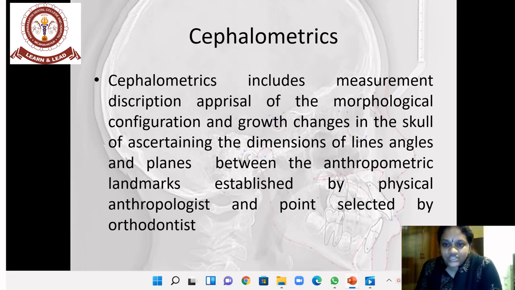We will be measuring it and comparing the measurement of that individual patient to the normal values established by an anthropologist, and thereby we can predict the growth of an individual, and the direction of the growth can also be predicted, and the treatment will be planned accordingly.